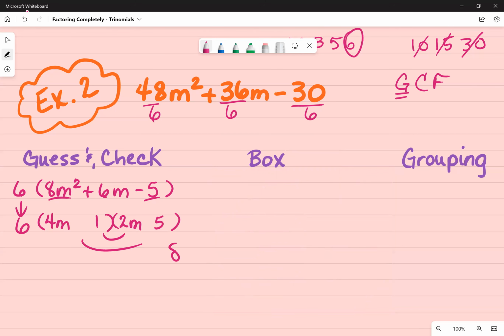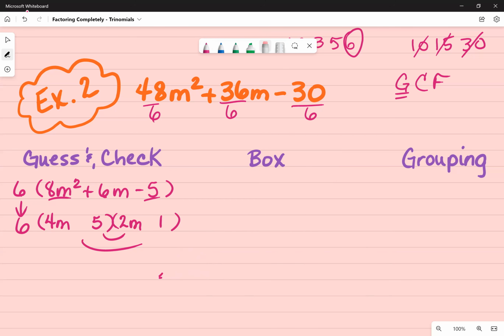And this time over here, I am going to change, instead of 8, let's try 4 and 2. 4m and 2m. All right, so let's just try that and see what happens. So we have, if I'm going from the middle, 1 times 2 is 2m, and then 4 times 5 is 20m. Again, no matter how I manipulate that, there's no way that's going to add to equal 6m. And let's try swapping it around, putting the 5 first and then the 1.